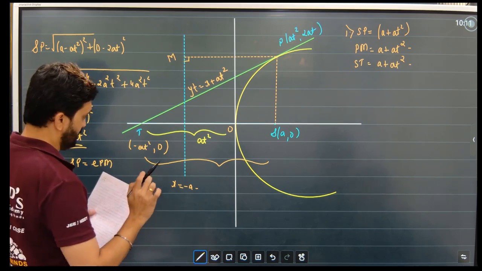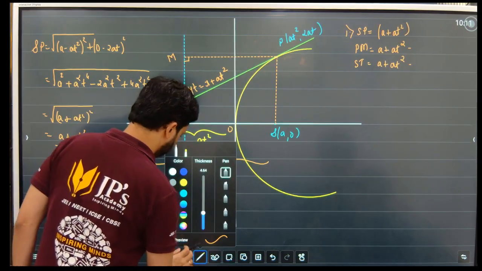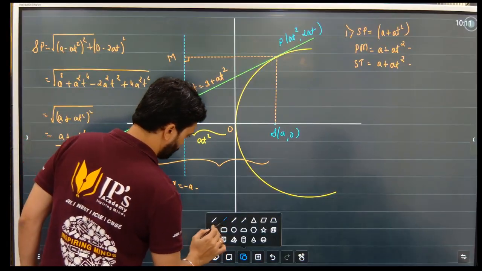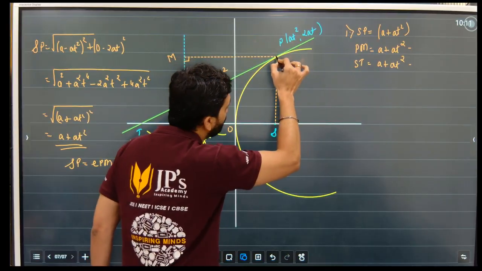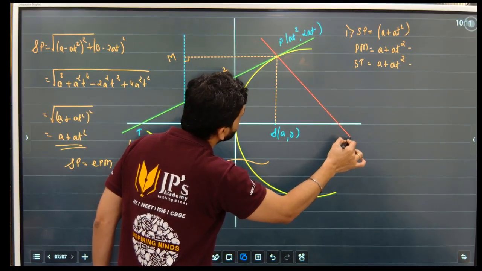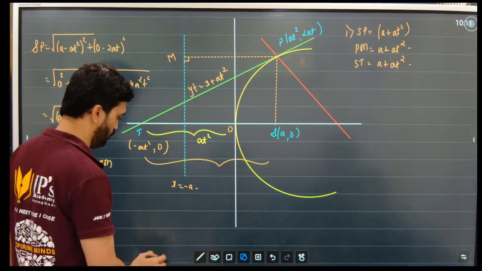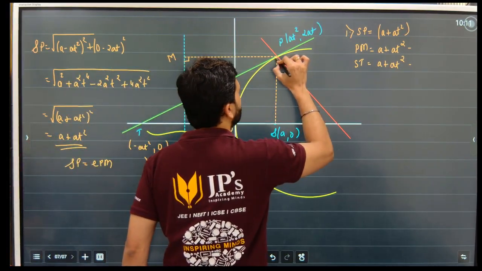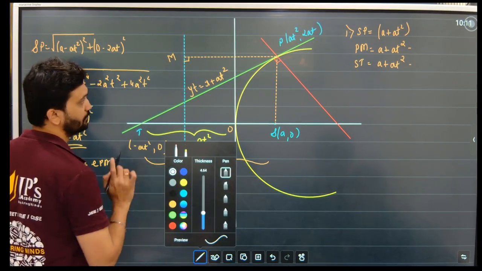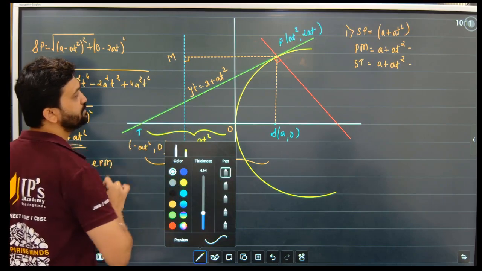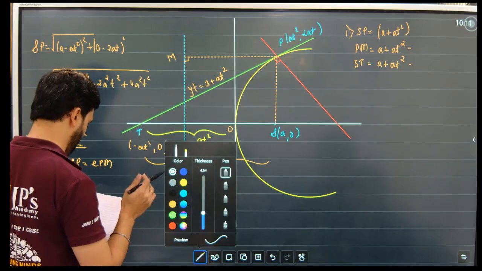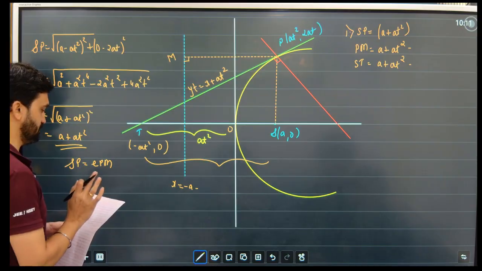Now, this is a tangent, okay? From the tangent, I will draw a normal, which is basically nothing but the perpendicular to the tangent. Now, I have the equation of the tangent as yt is equal to x plus at².